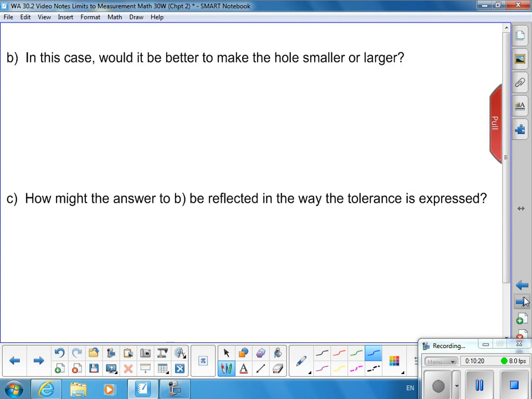In this case, would it be better to make the hole smaller or bigger? Well, it would be better to make the hole smaller. If you are cutting something, it's always better to make it a little smaller, and then if it doesn't fit, you can always cut it a little more. If you cut it too big, you can't fix it. You'd have to replace the whole gyprock.